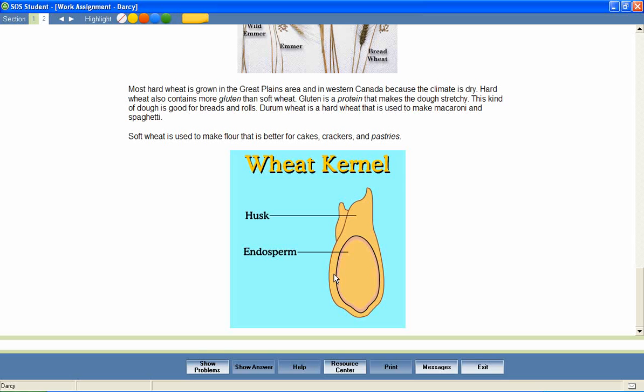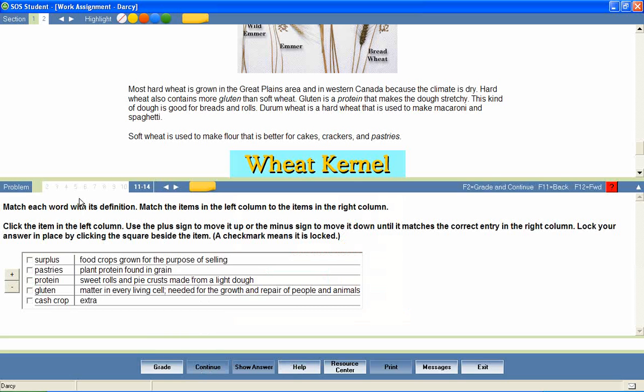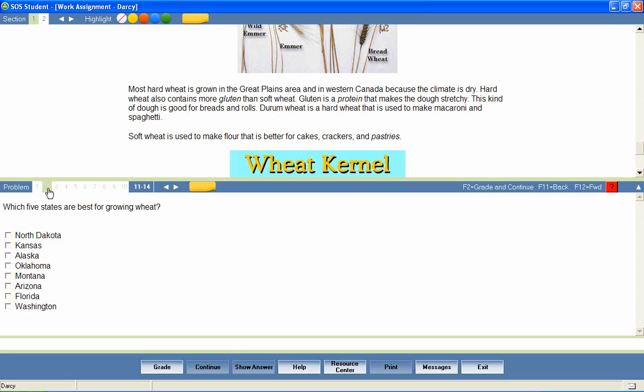endosperm, bran, germ. At the end of the lesson, the student is presented with a series of questions that provide a review of lesson content. Questions are presented in a variety of formats, including matching, fill in the blank, true and false, sequencing, multiple choice, multiple select, click and place, essay questions, and many more.